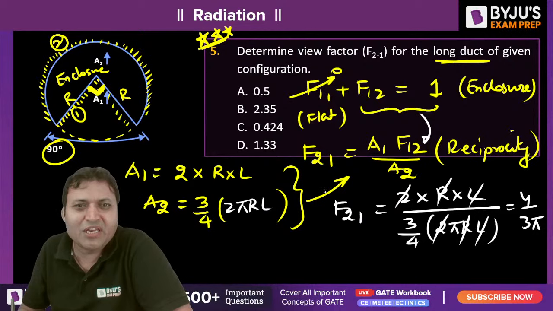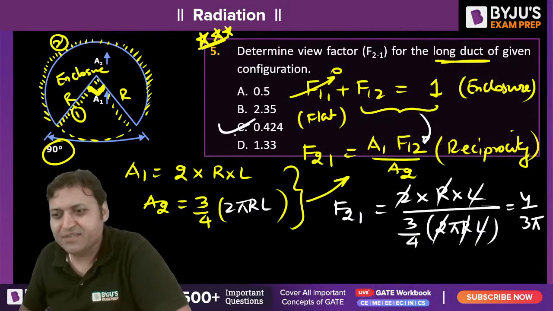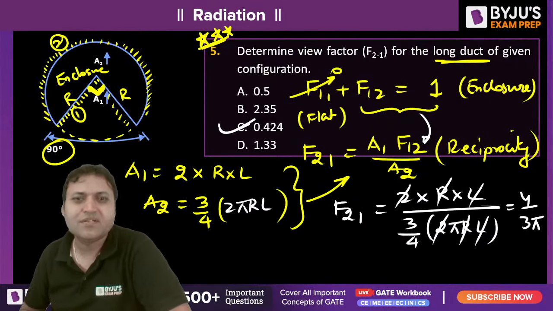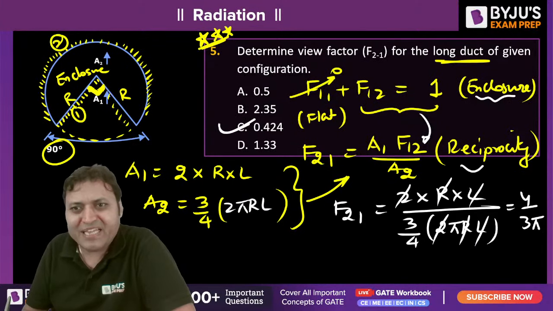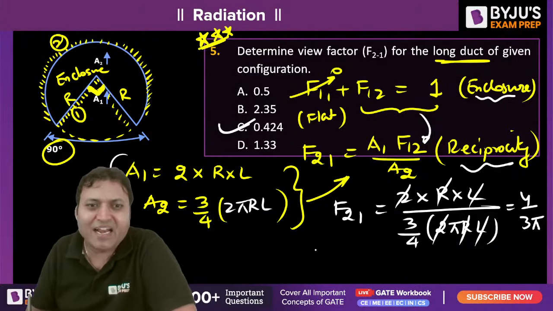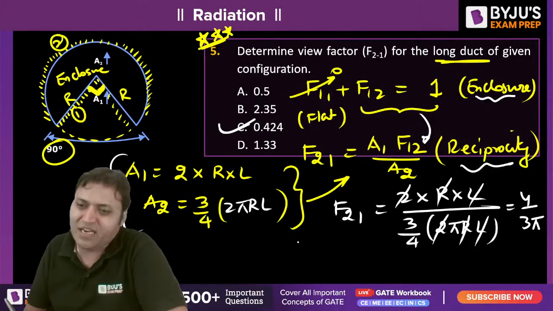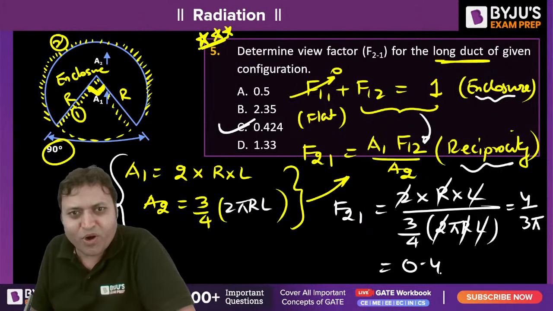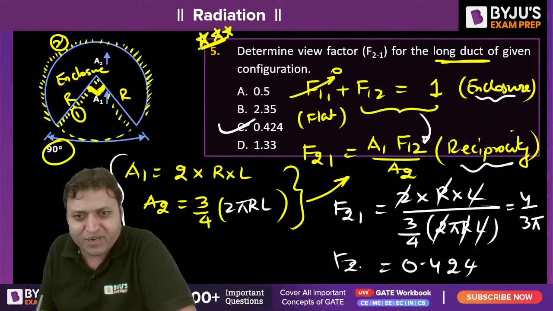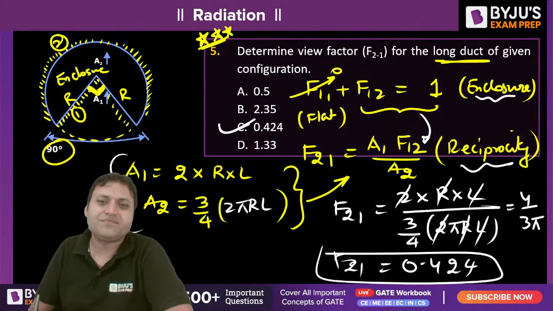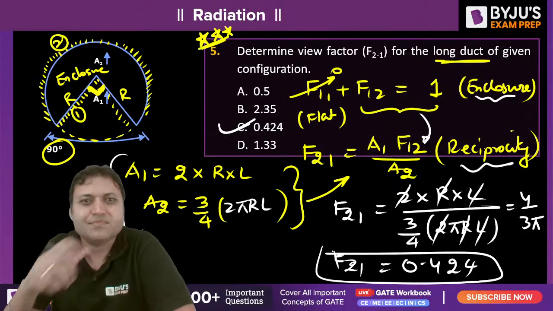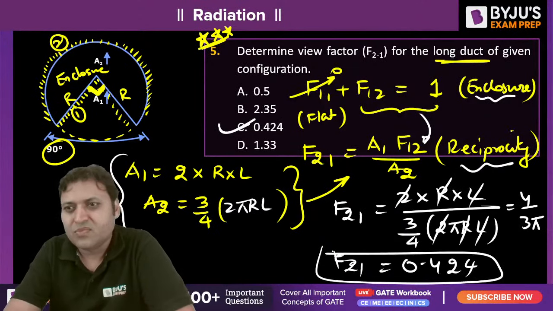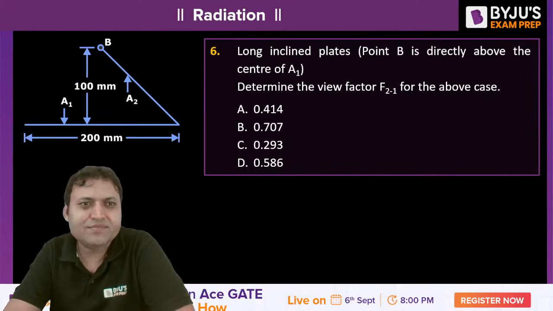What is 4 upon 3 pi? Are you getting option C? Option C. Enclosure theorem, reciprocity theorem, and areas, correctly. If you are able to do that, then you will get the answer. That is 0.424 F221. Is this clear? Let us move to the next one.